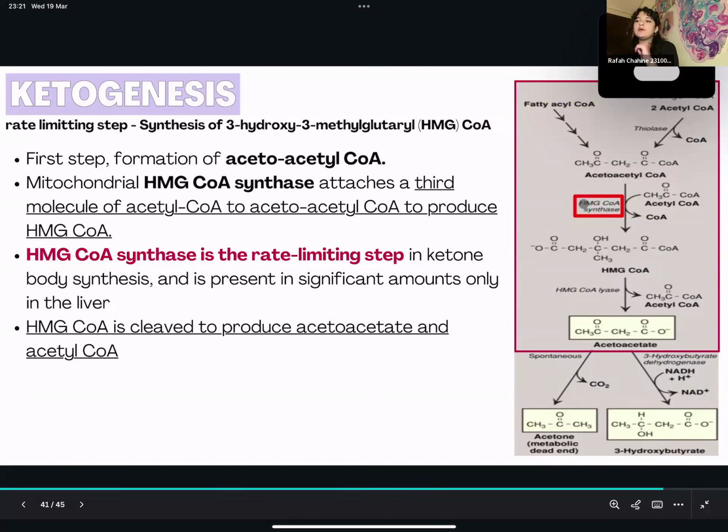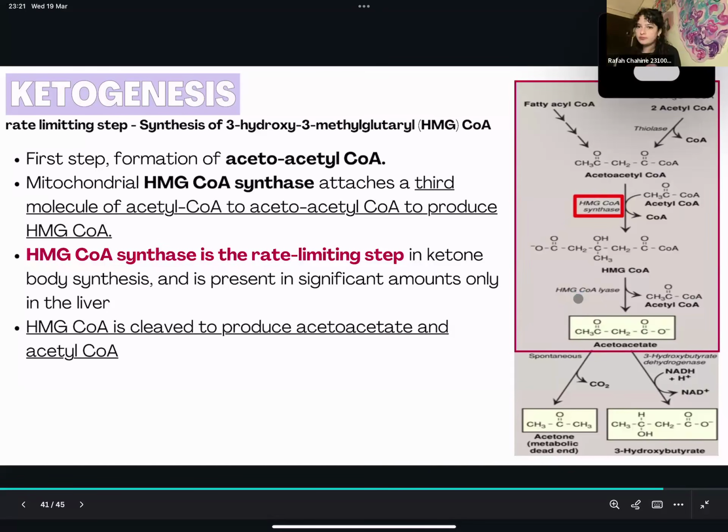Tiny recap. 2 acetyl-CoAs will come together with the help of thiolase to make acetoacetyl-CoA. Acetoacetyl-CoA, with the help of HMG-CoA synthase, by adding another acetyl-CoA, will form HMG-CoA, which is 3-hydroxy-3-methyl-glutaryl-CoA, HMG-CoA. Just know HMG-CoA. Okay. Now, HMG-CoA is going to be cleaved by HMG-CoA lyase. Lyase, we are breaking something down, right?